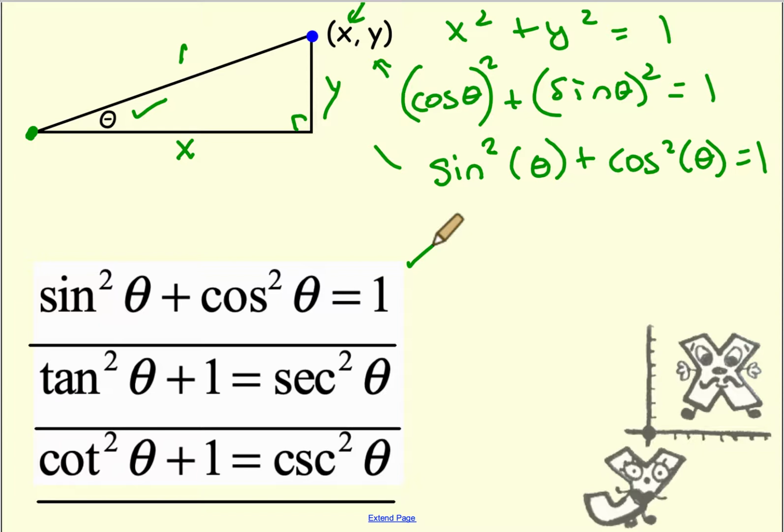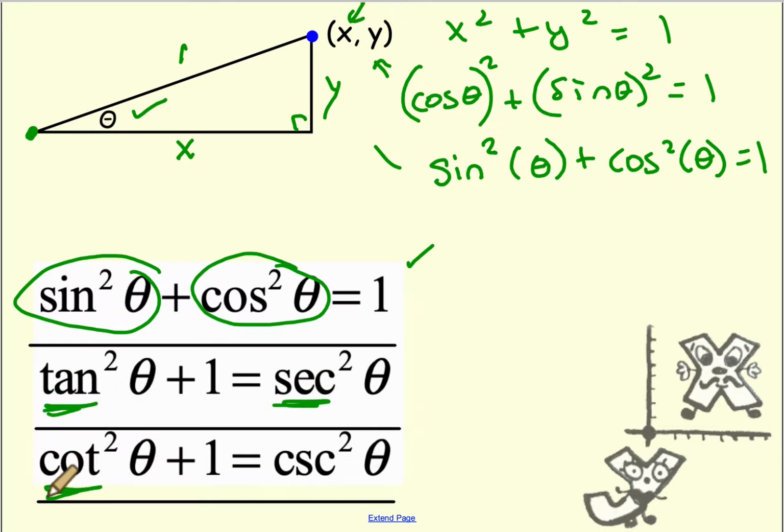Okay, so some things to remember. Sine goes with cosine in the trig identities. Tangent goes with secant, and then this one's my coco, cotangent, cosecant. So tangent squared plus 1, cotangent squared plus 1 gives us secant squared theta, cosecant squared theta.